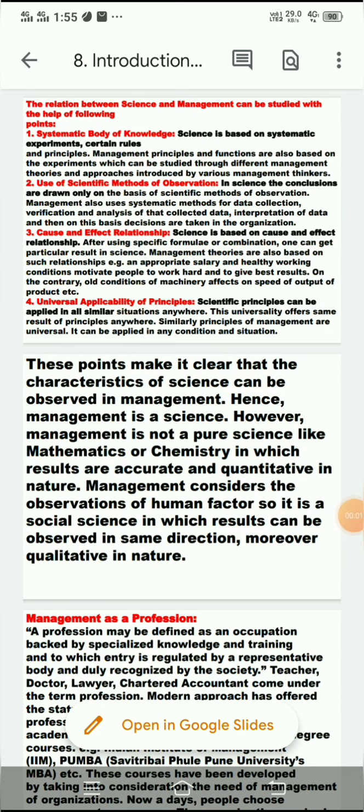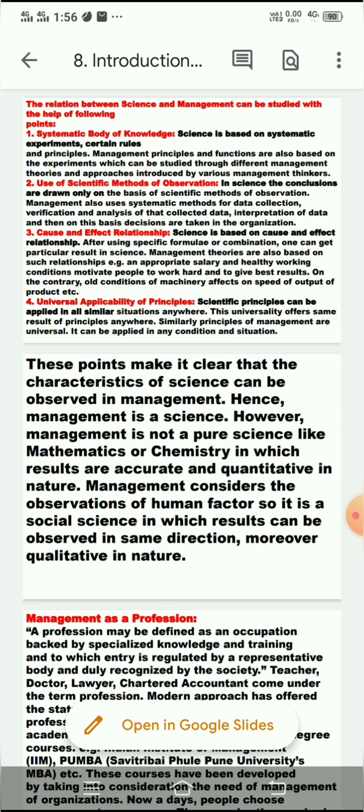Children, last period we studied the relation between science and management, and there were the following points showing the relation. The first one was systematic body of knowledge. Then we studied that the manager should use scientific methods. He should observe, he should make plans and policies. Then we studied cause and effect relationship, and universal applicability of principles, children. So all these 4 points showed the relationship between science and management.